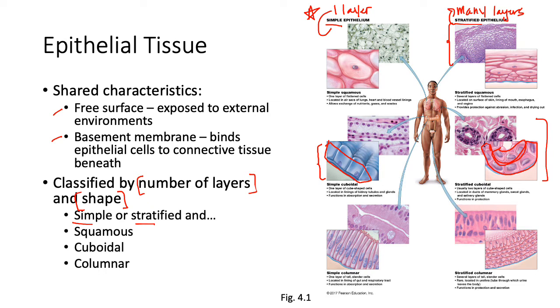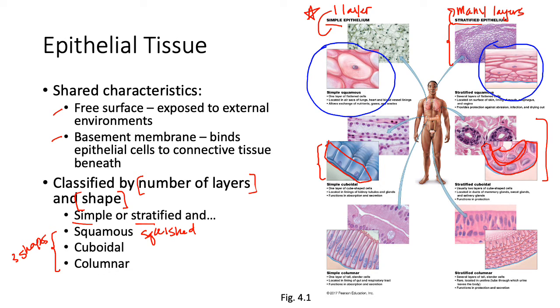We can also classify based on cell shape. And there are three shapes that cells can have in epithelial tissue. They can be squamous or squished. So just think SQ for squished. And we can see this on the top blue, where our squamous cells just look irregular in shape.